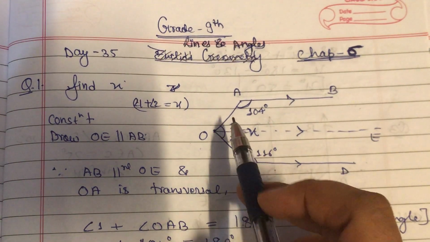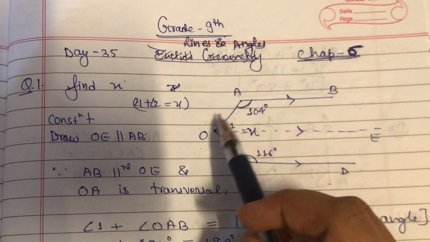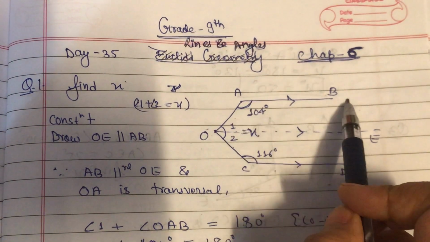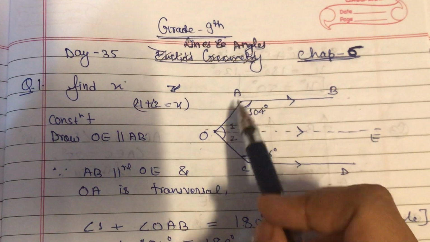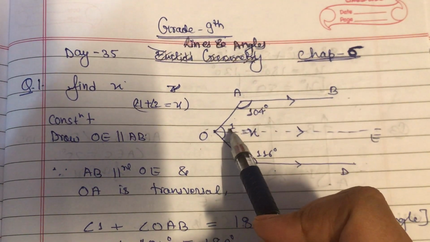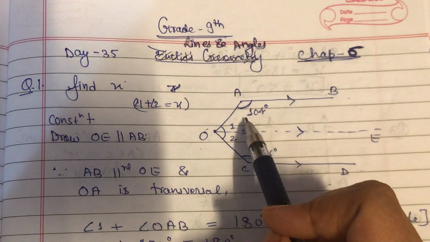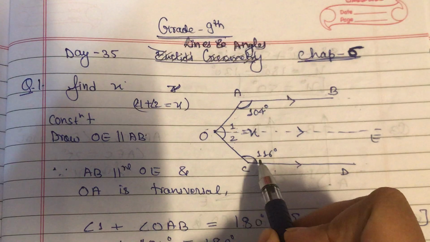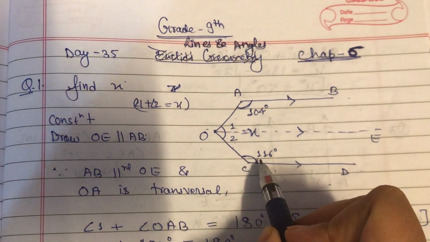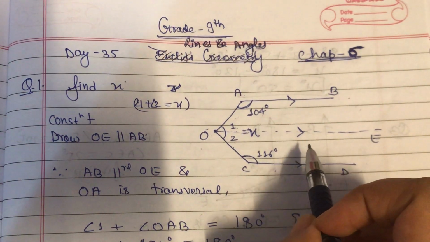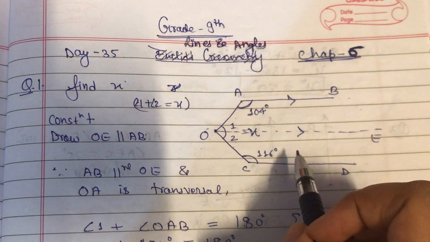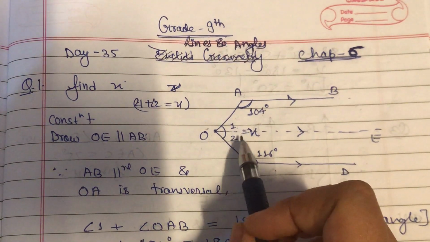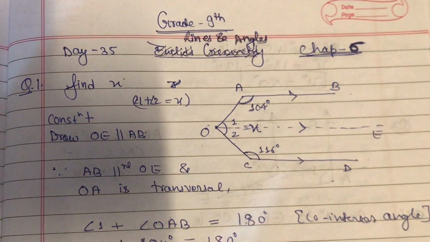Now we know that if two lines are parallel and there is a transversal intersecting both the lines, then angle OAB, which is 104, plus angle OAE, which is angle 1, will be equal to 180, their sum, co-interior angle. So from there I'll get the value of 1. Similarly, angle 2 plus angle 116 degree will be equal to 180 degree, sum of co-interior angles. So from there I'll get the value of 2. When I add 1 and 2, I'll get the value of x. The same thing I did over here.